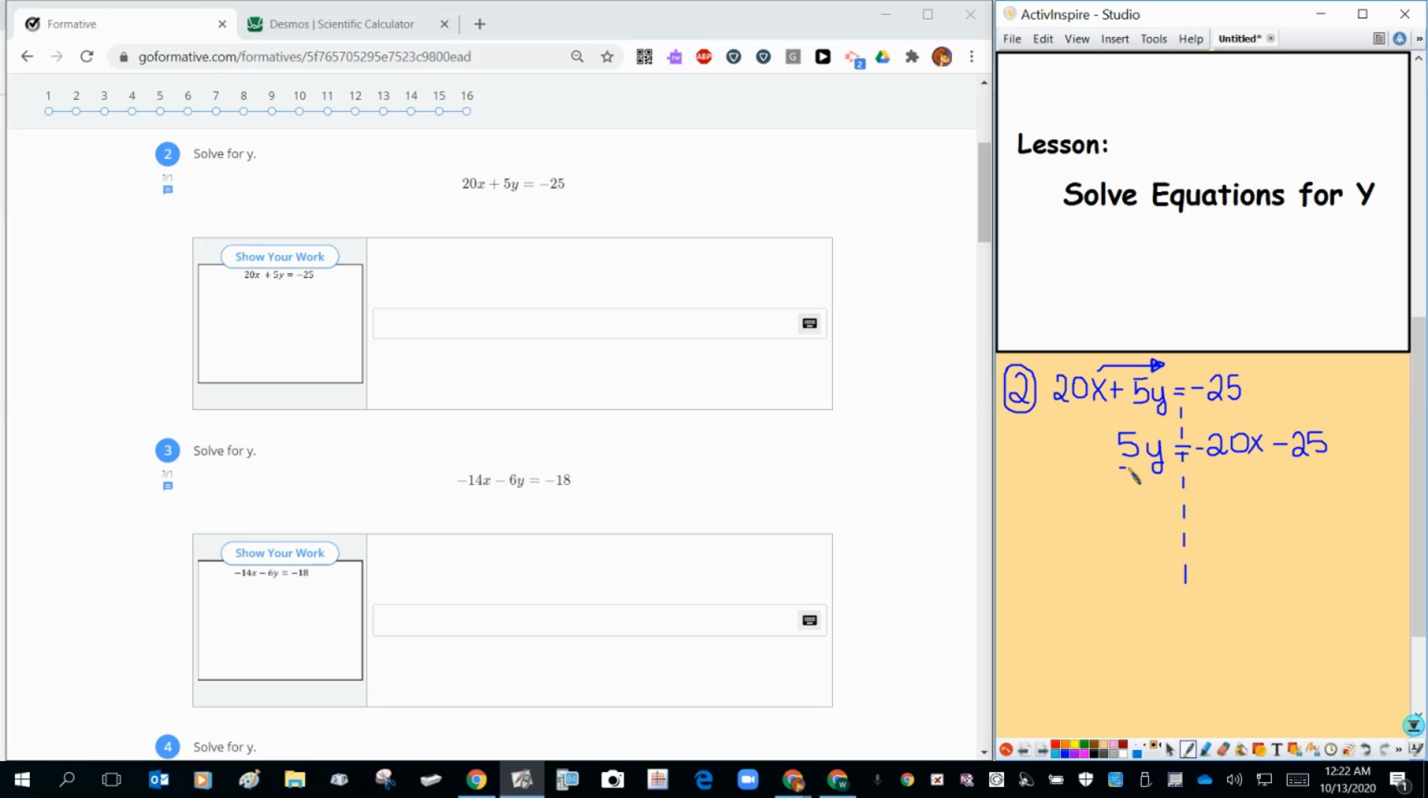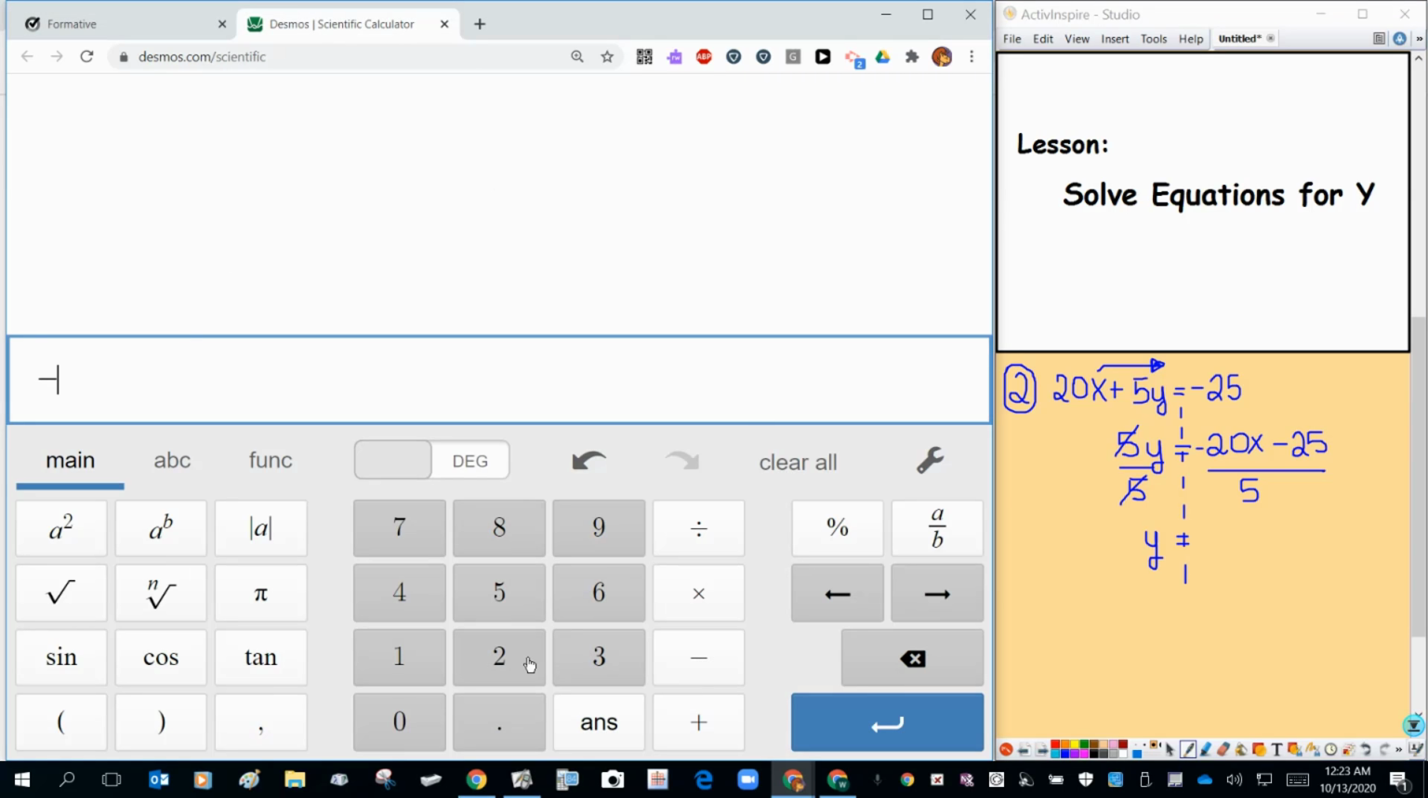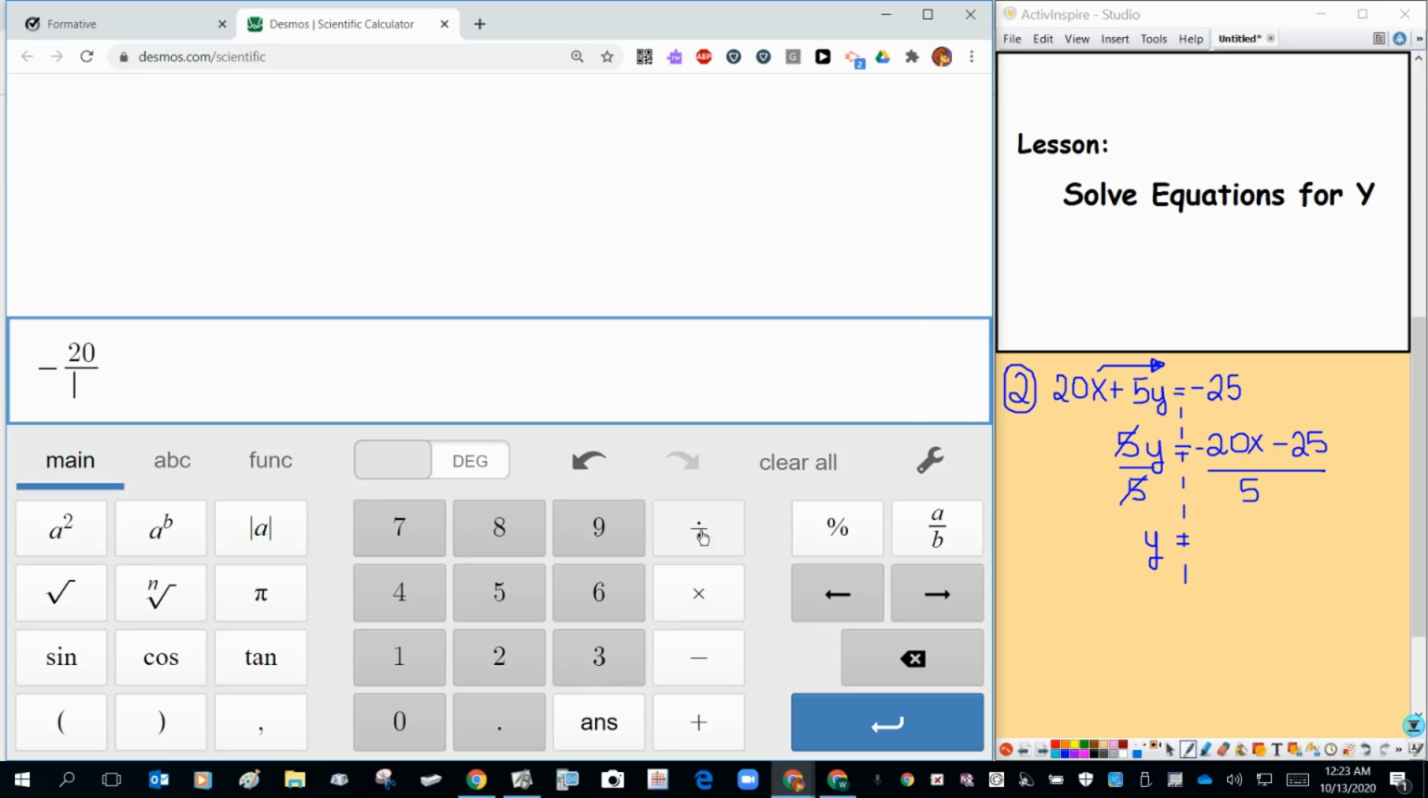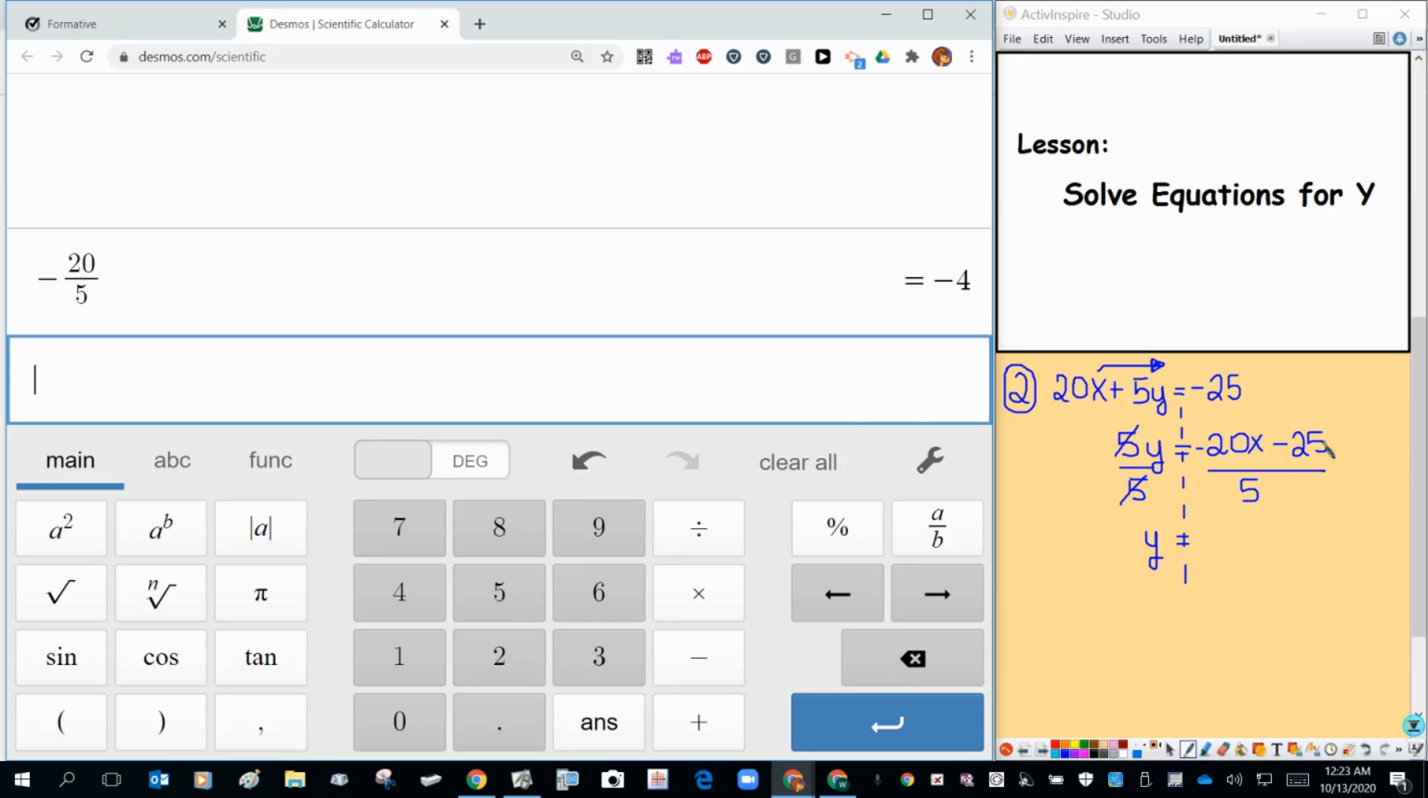In order to get the y by itself, I'm going to divide both sides of the equation by the number next to the y, which in this case is 5. And when I do that, the 5 cancels. I get the y alone. Now I'll use my calculator. I have negative 20 divided by 5. And I also have negative 25 divided by 5. So I did both operations there. Now I write it down. So this would be negative 4x. And negative 25 divided by 5 is negative 5. There you go. I got the y by itself.